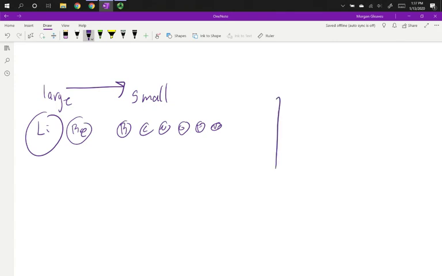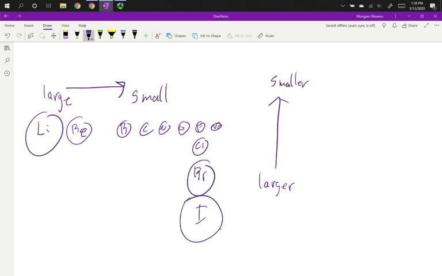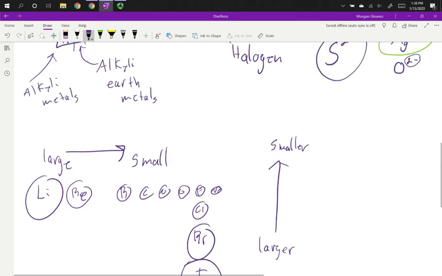This is also true going up. You're smaller at the top of the periodic table, you are larger at the bottom. So if we think of fluorine to chlorine to bromine to iodine, as we move up the column, we actually get smaller. So the periodic table has a diagonal trend. As you move up and to the right, you get more tiny.